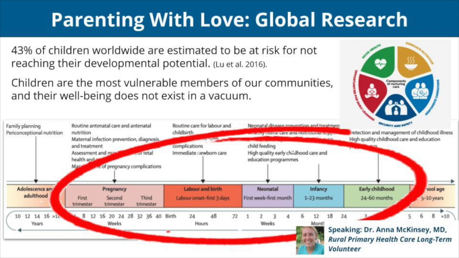So back in 2012, the WHO and UNICEF published a paper, published a lot of data. It was called the Care for Child Development package. Yes, I always get those words mixed up.